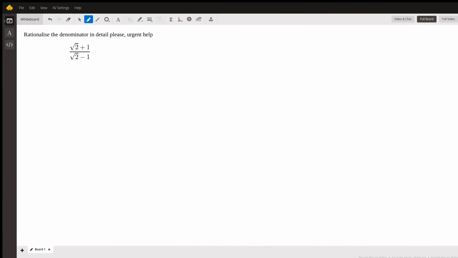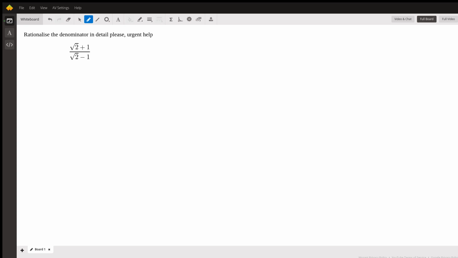I'm a tutor here at Wyzant, and a student submitted this question. They wanted us to rationalize the denominator of this fraction. And so in the denominator, we have a radical, the square root of 2, and our goal is to get rid of that radical. Well, to do that, we're going to multiply this fraction by another fraction.